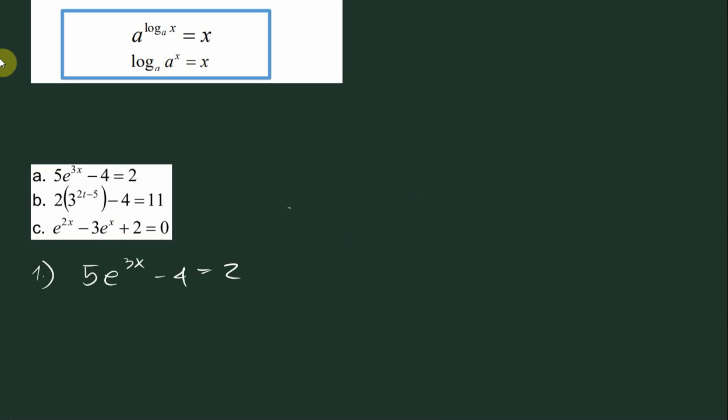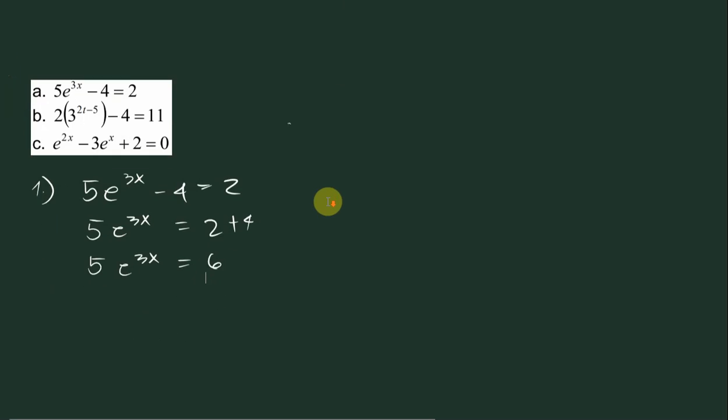Okay, so let's add 4 to both sides. 5 e raised to 3x is equal to 2 plus 4. We get 5 e raised to 3x is equal to 6. Now we divide both sides by 5. e raised to 3x is equal to 6 over 5.